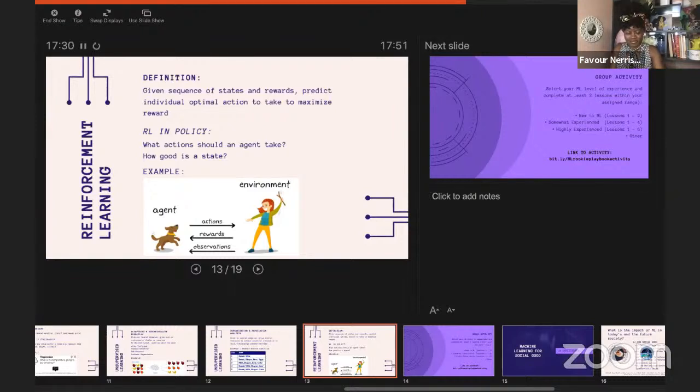Is it possible with machine learning to only use one method? I mean, not just one method, but could you use a combination of the three types of learning that you described? Yes, you can. Yes, you can.